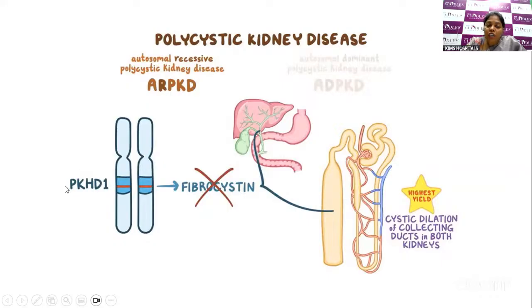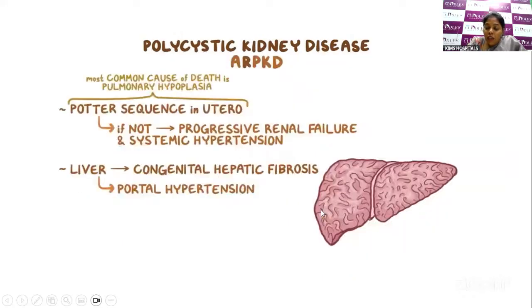This occurs because of a defect in PKHD1, which codes for fibrocystin. So there is no fibrocystin production, because of which there is cystic dilatation of the collecting ducts in both the kidneys. This polycystic kidney disease is a very common cause of death because it occurs early in the development of the kidneys and causes severe pulmonary hypoplasia because of the severe renal insufficiency. Even if they do not develop Potter sequelae, they progress into renal failure and systemic hypertension.